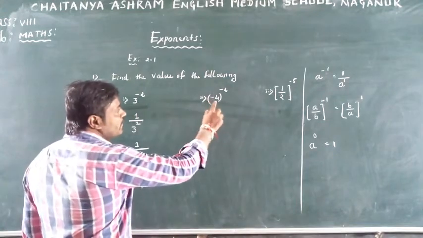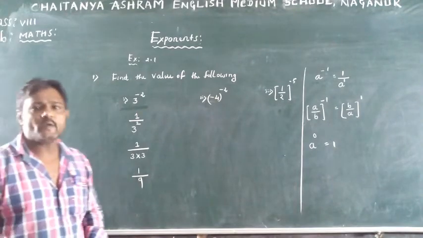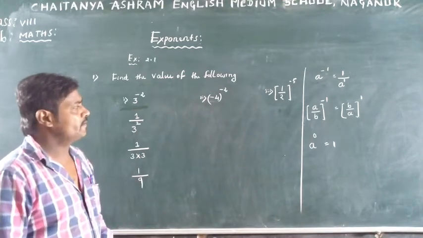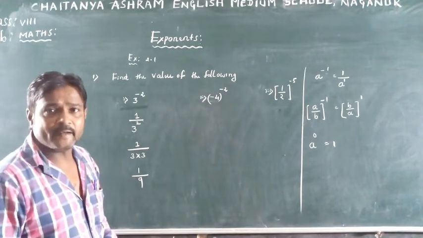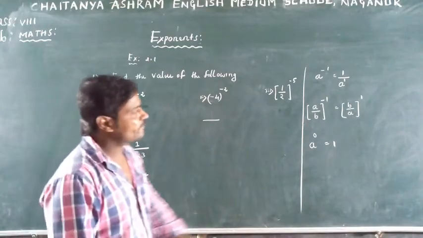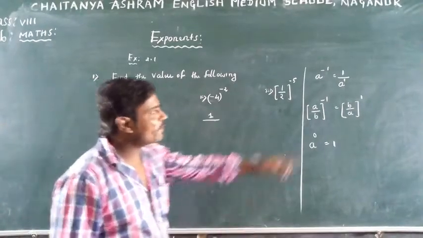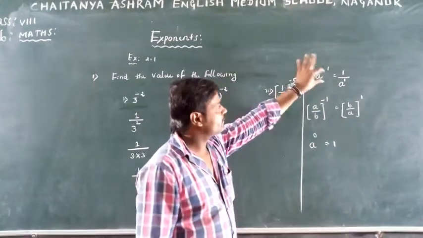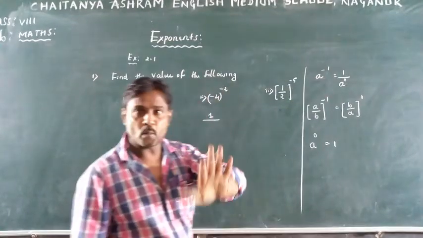So the base is minus 4 and the power is minus 2. So this is also a negative exponent. Before finding its value, first convert it into positive exponent form, then find its value. That is, make a fraction. In its numerator, write 1. In the denominator, write the whole exponent. Here the power is minus 2, so write its power as plus 2.